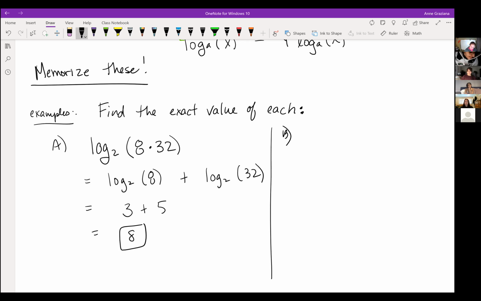All right, so here's another one. Let's try this. Log base 2 of 16 over 32. Okay, this is a quotient. So I can rewrite this as log base 2 of 16 minus log base 2 of 32.